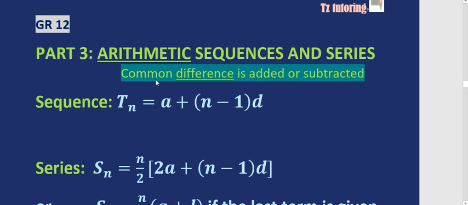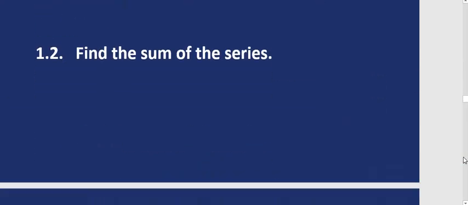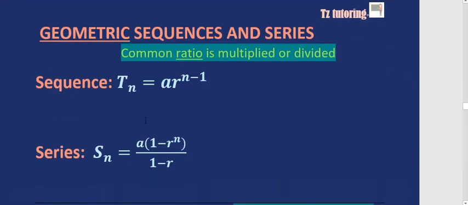Welcome grade 12 to sequences and series. And of course, we look at arithmetic sequences and series and geometric sequences and series. The main difference between arithmetic and geometric is that for arithmetic, the d, or the common difference, is being added or subtracted, whereas in a geometric series, the r, the common ratio, is being multiplied or divided.